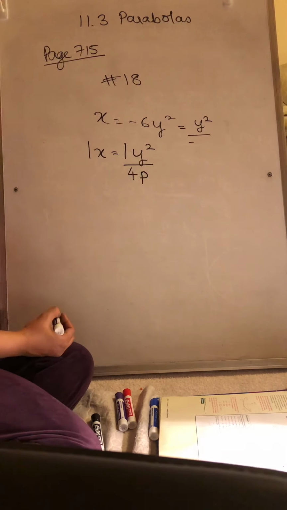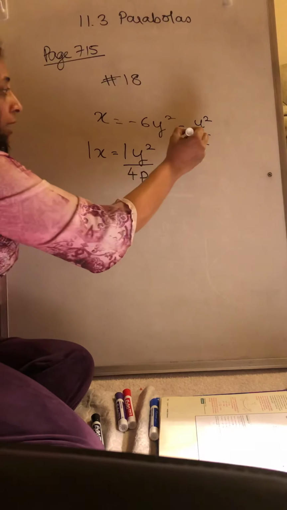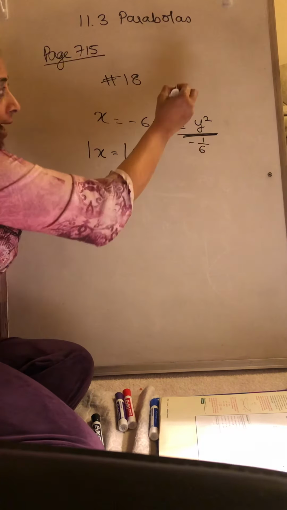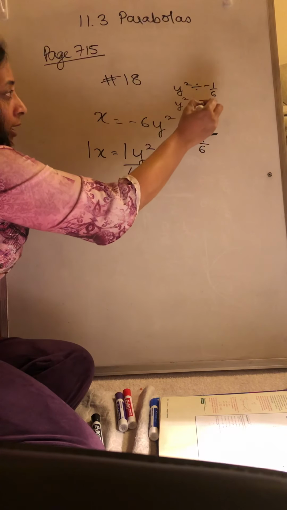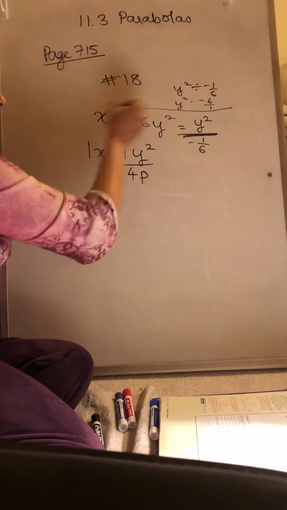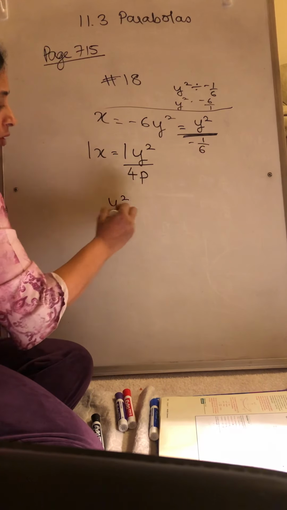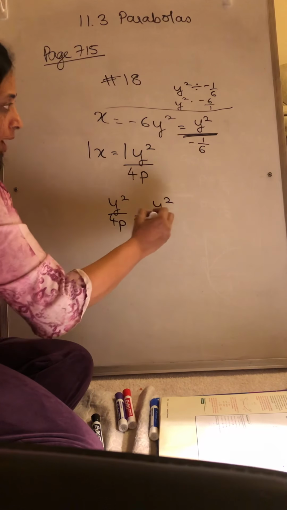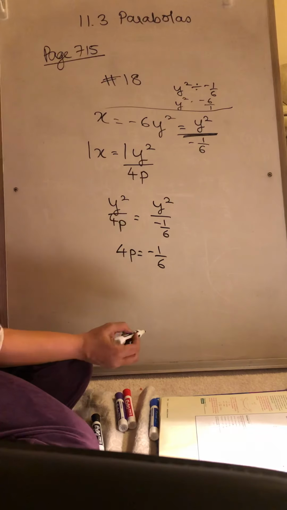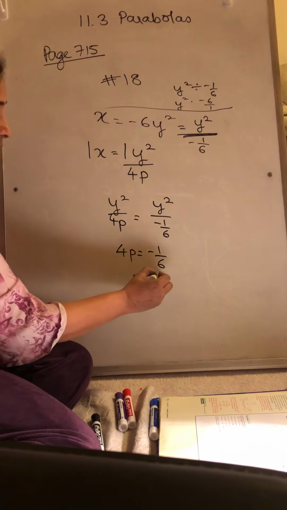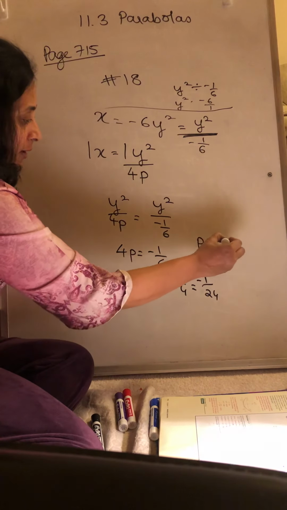The negative stays the same. Negative doesn't change. 6, I divided the top by 6, which means actually I'm dividing the bottom, which was 1, also by 6. Always check and make sure you did it right. This is as good as y square divided by negative 1/6, which means copy, dot, flip. You got negative 6y square. So now y square over 4p equals y square over negative 1/6, which means 4p is equal to negative 1/6. I want to get the p by itself, so divide by 4, and I get p is negative 1/24.